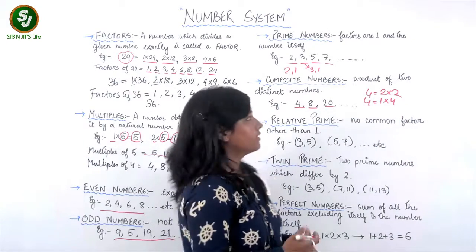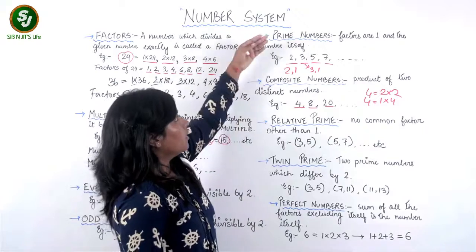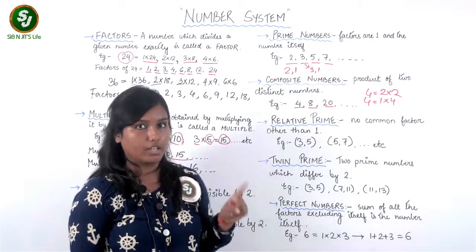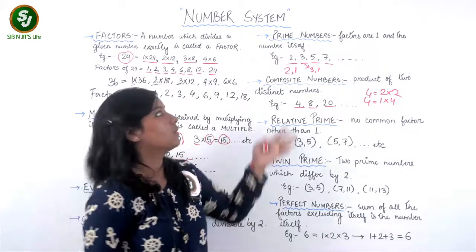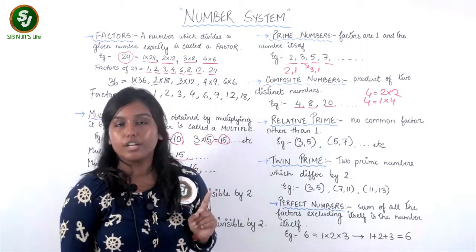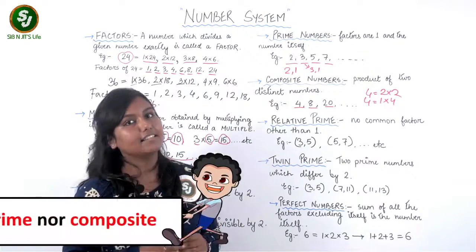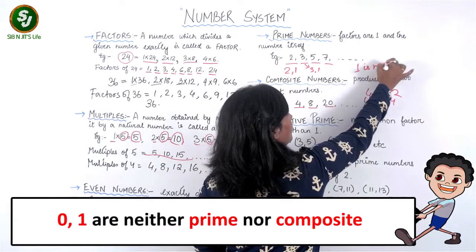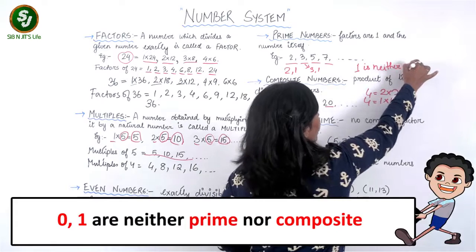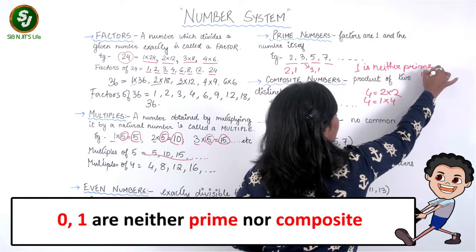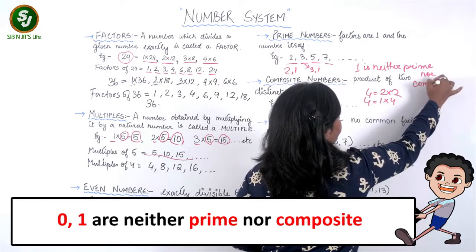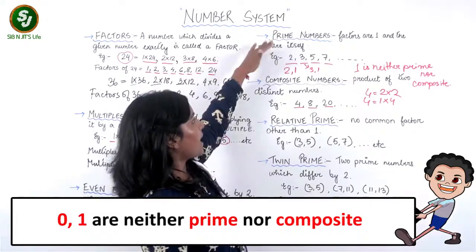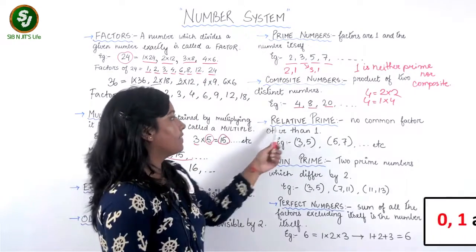extra factors. Okay. Now comparing prime and composite numbers, there might be a question: the number 1, in which category does it fall, whether prime or composite? Now the point that you have to remember is 1 is neither prime nor composite. So 1 is neither prime nor composite. Clear?